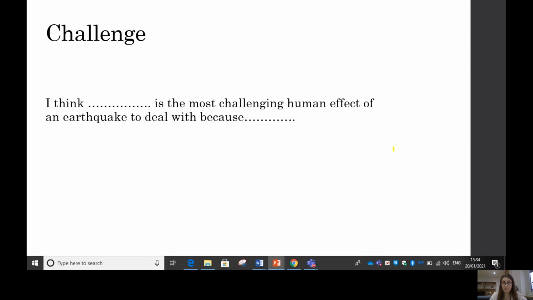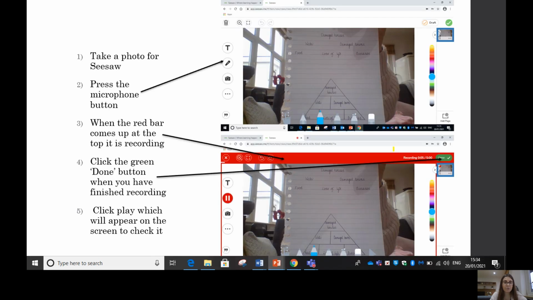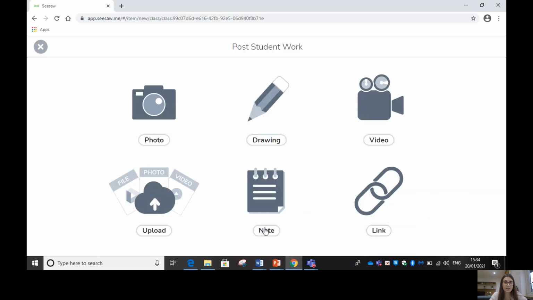Now, if you'd like to, you can just write this down in your notebook, or I'm going to show you another cool way that you can impress your teachers by giving your answer to this question. So we're going to have a think about how we can use the voice recording feature on Seesaw. So I'm going to go on to Seesaw. I've got the instructions down here for how you can do it as well, but I'm going to actually demonstrate it to you on Seesaw right now.